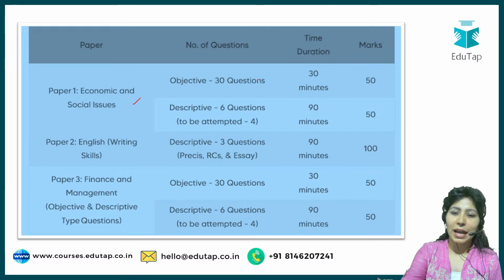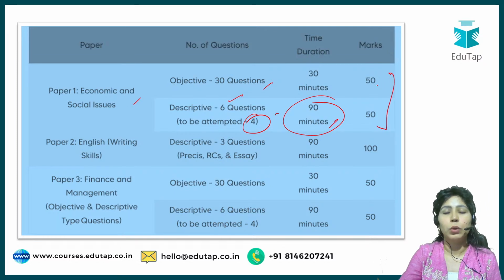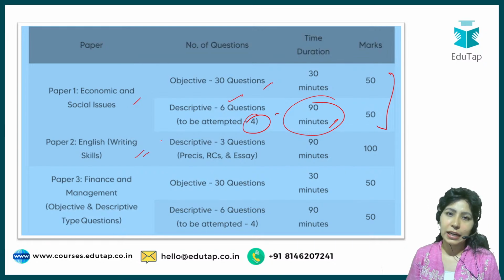So ESI would have this objective and descriptive part. You'll have to answer 4 questions in 90 minutes. 6 would be given. Out of that, 4 have to be attempted, and both these parts would hold 50 marks each. Then you have a separate paper for English.